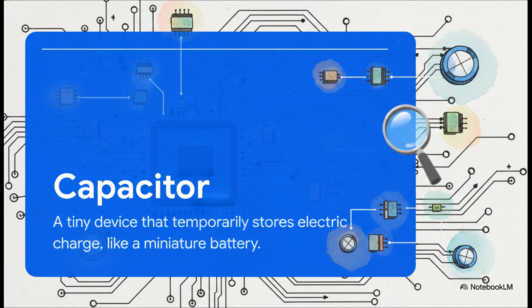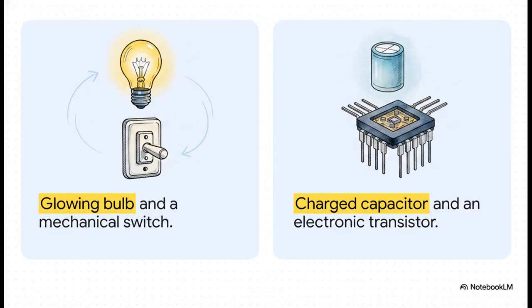But a battery needs a switch, right? And that's exactly where the transistor comes in. It's an electronic switch that controls the flow of charge right into or out of the capacitor. So let's connect the dots here and tie our building blocks directly to our game. In our analogy, a glowing bulb was a 1. In reality, a fully charged capacitor is a 1. An unlit bulb was a 0.